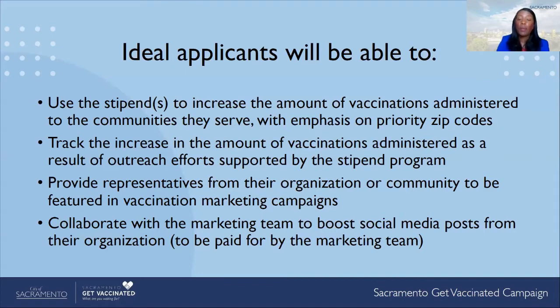Ideally, candidates will be able to use these stipends to provide an increase in the vaccination rates in the community. Again, the emphasis is on the priority zip codes, and so make sure that those are outlined in your application. Applicants should be able to track their efforts. This is the most important aspect of this campaign. You should be able to document how the stipends were put to use and how many vaccinations could possibly be contributed to your participation in this program.